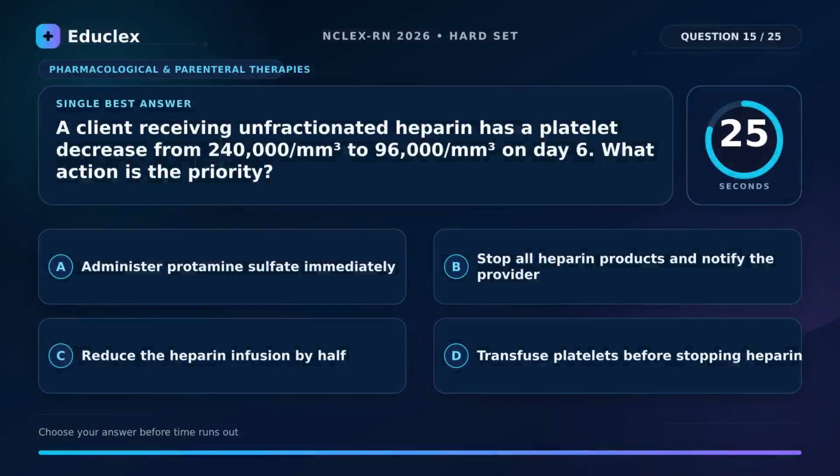Question 15. A client receiving unfractionated heparin has a platelet decrease from 240,000 per cubic millimeter to 96,000 per cubic millimeter on day 6. What action is the priority? Here are the options. Option A. Administer protamine sulfate immediately. Option B. Stop all heparin products and notify the provider. Option C. Reduce the heparin infusion by half. Option D. Transfuse platelets before stopping heparin. Your 25-second thinking time starts now.